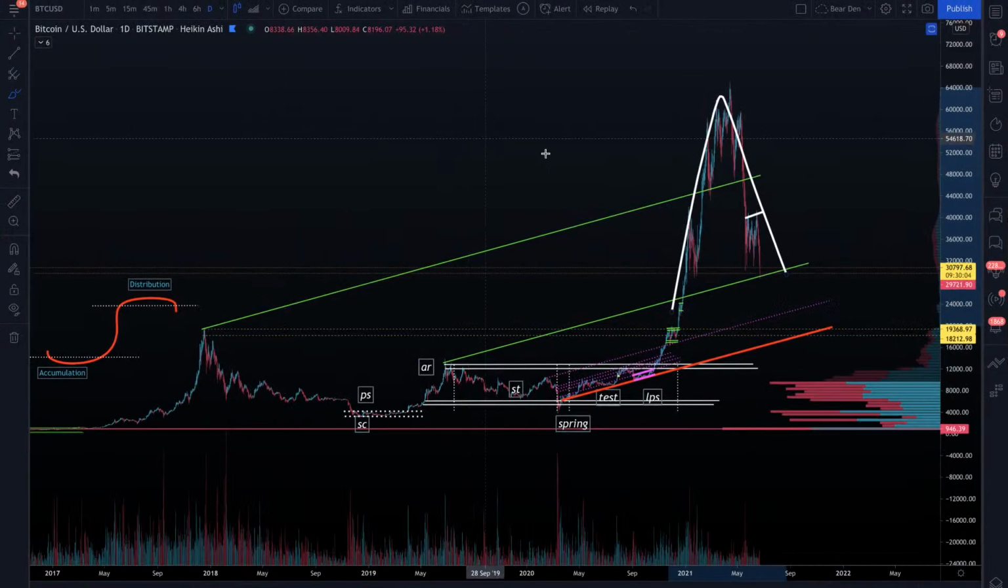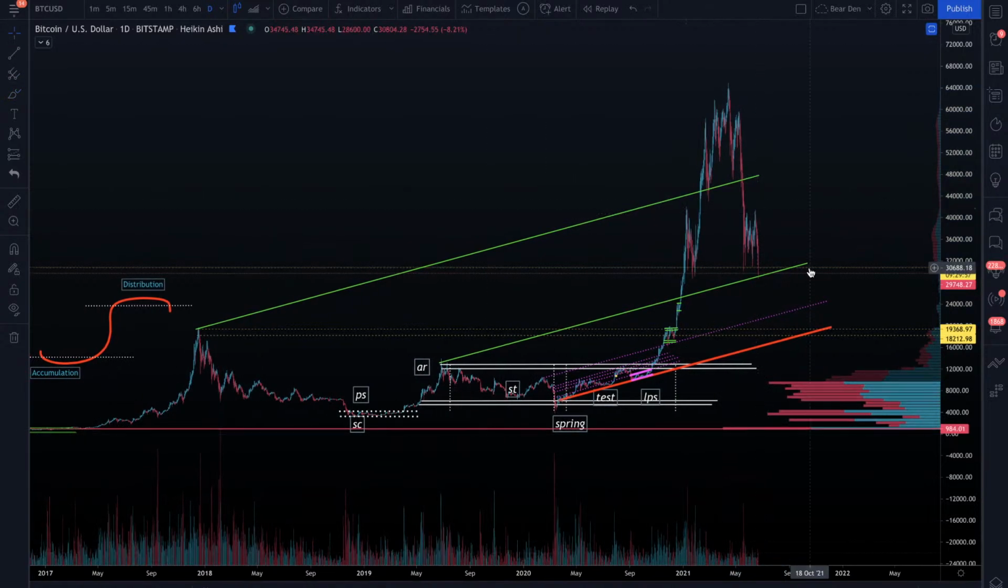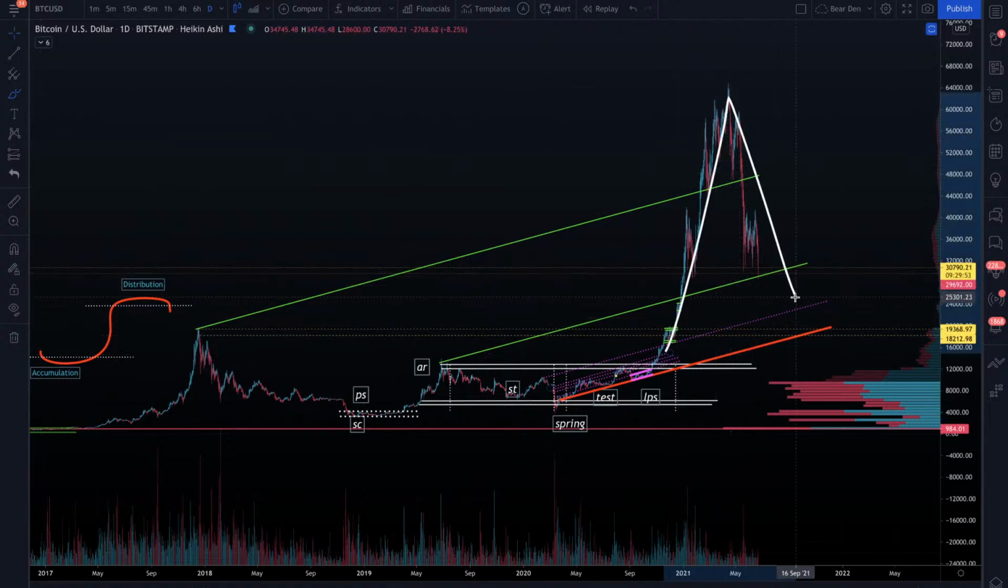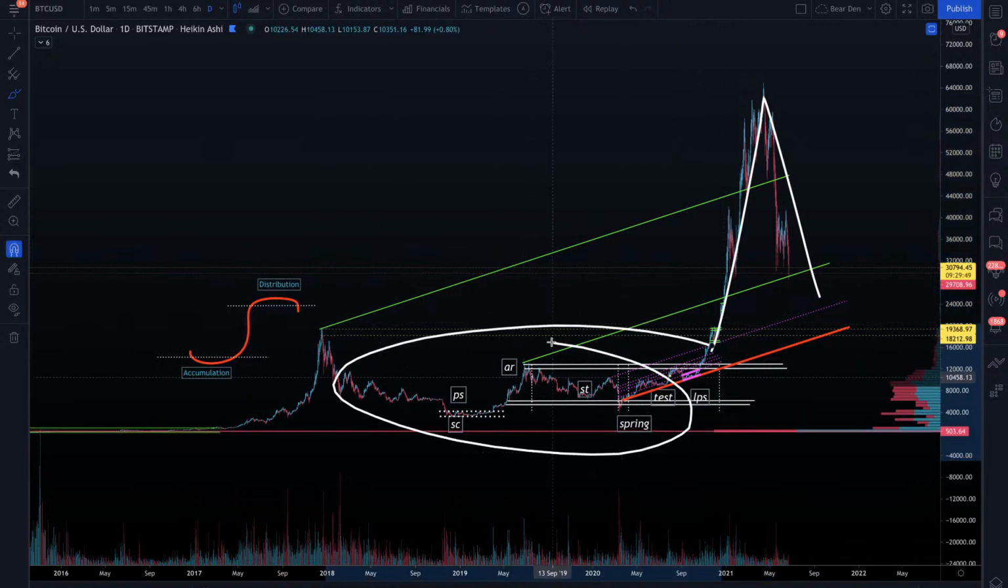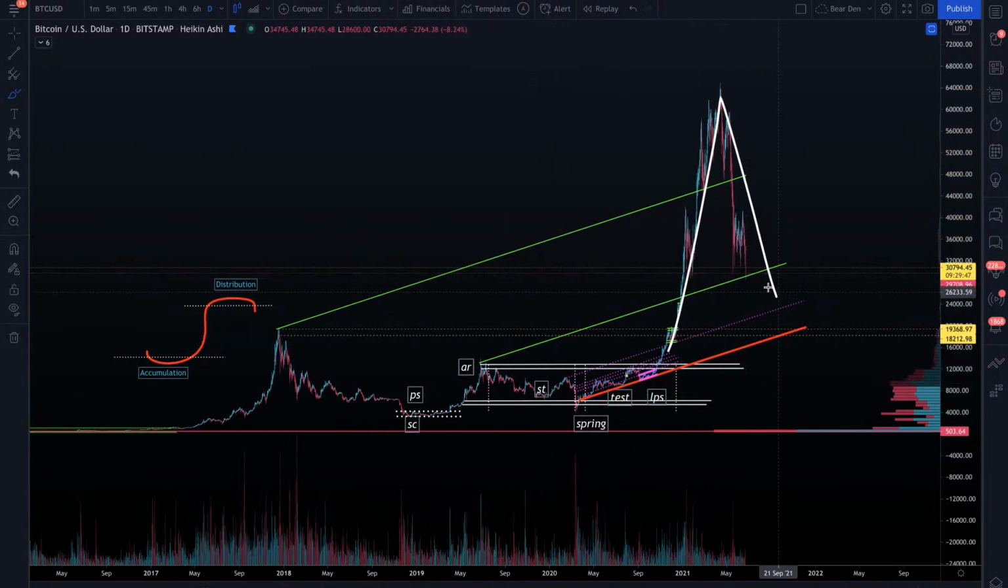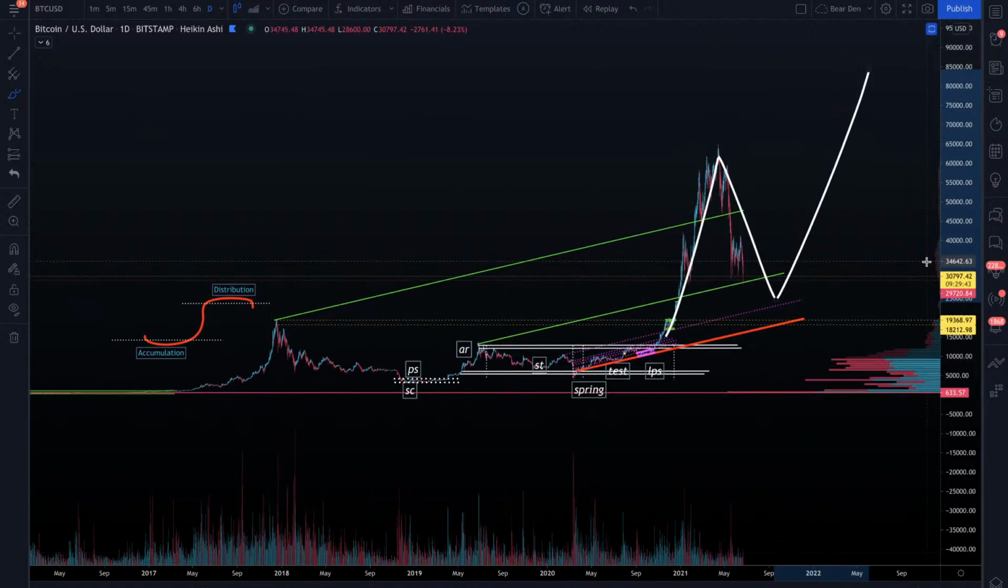I'm not trying to pick the bottom of this here. I still think long-term accumulation is the best strategy. But more importantly, if this was an SOS and this was an LPS, which is quite common for these big, huge reaccumulation or accumulation patterns, we could see that's where the bull market likely starts afterwards. So this is what I suspect we'll see.